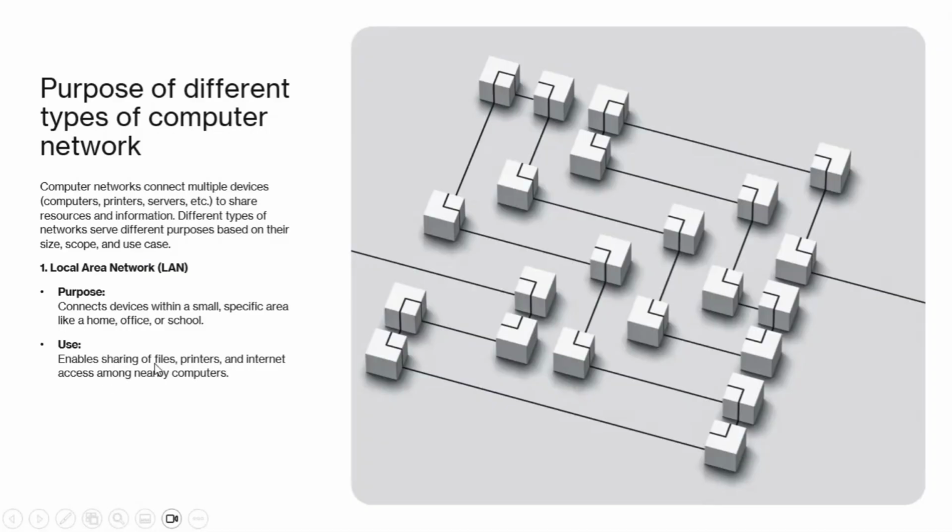Its usage is that it enables sharing of files, printers, and internet access among nearby computers. For example, an office network connecting all computers and printers in the building. The purpose of different types of network continues.